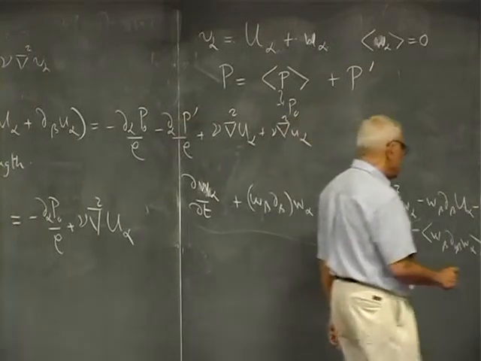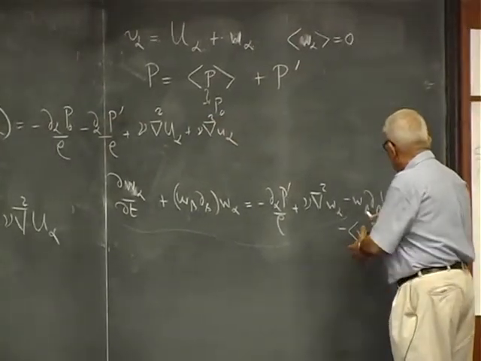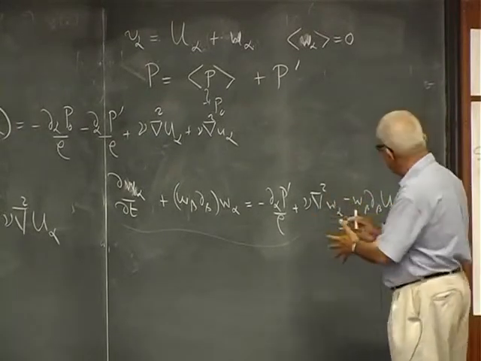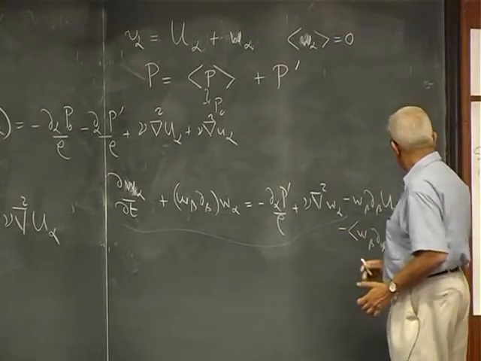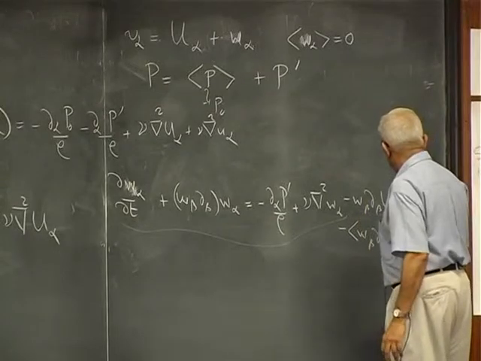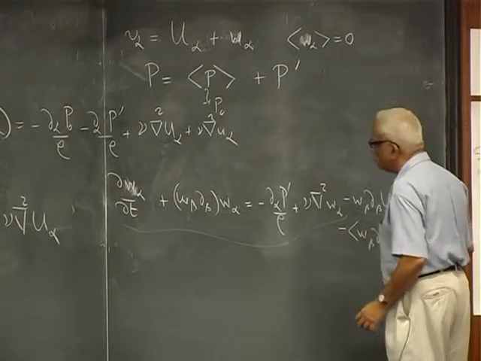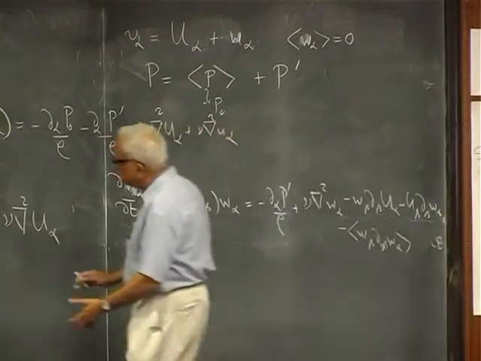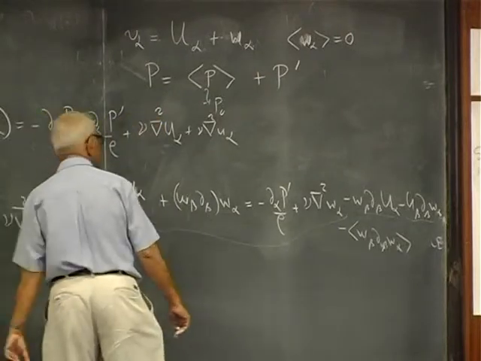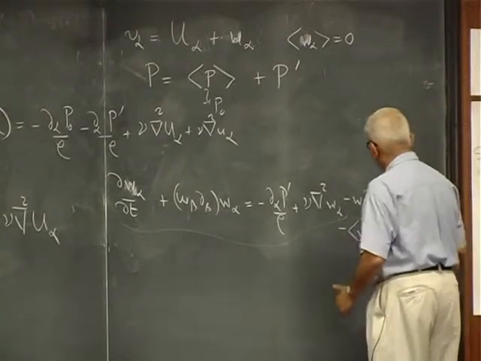Here you have some kind of interaction between the mean flow and the fluctuating flow. So these two terms over here are some kind of interaction between the mean flow and the fluctuating flow. And this is simply this term over here. Whatever mixing length approximation you do over there, you have to do the same thing over here.